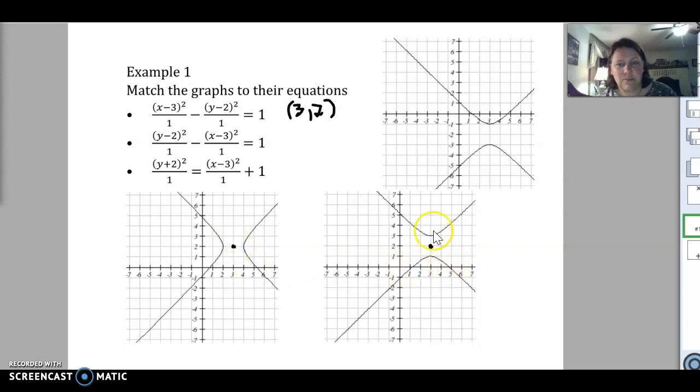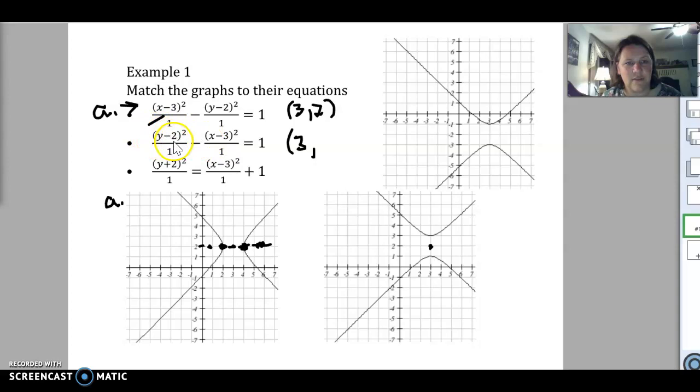So let's look at the difference between each one of these. Where the transverse axis is what's going to make the difference. So in this first one, our x squared comes first. So that means that our transverse axis is parallel to the x-axis. So that means that's going to be where our vertices touch the transverse axis and also our foci points also touch that transverse axis. So it's going to be this one here. So let's say A and A. Those two match.